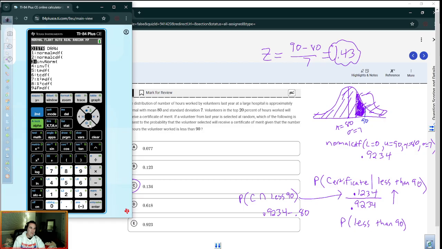Inverse norm, not as often. That's when I give you the area and you're going backwards. That's probably not likely to happen on this because most of our problems were calculating probabilities. So probably you're going to be using normal CDF because that's a probability, because it's the area under the curve. So you're probably not doing inverse norm very much for a while.